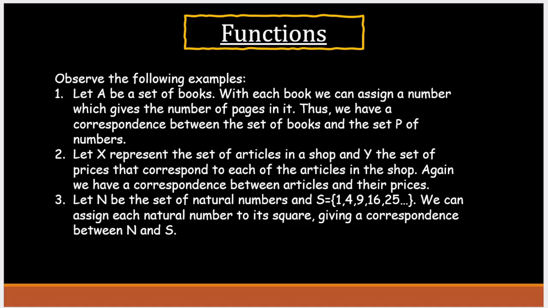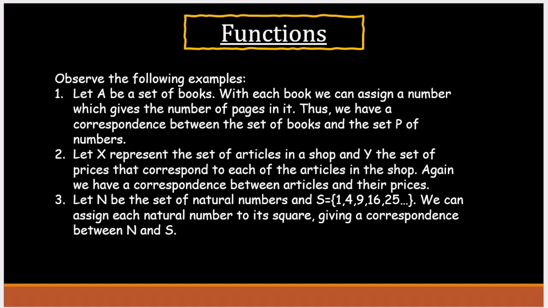Let's see the second example. Here X represents the set of articles in a shop and Y represents the prices that correspond to each of the articles in the shop. Here again we have a correspondence or relation between the articles and their prices.